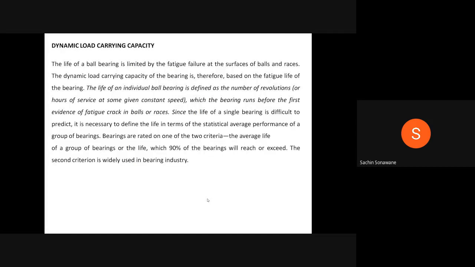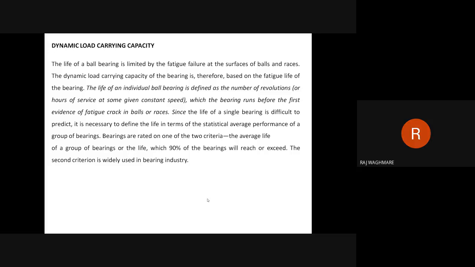Now we will see dynamic load carrying capacity. The life of a ball bearing is limited by the fatigue failure at the surfaces of balls and races. The dynamic load carrying capacity of the bearing is therefore based on the fatigue life of the bearing. The life of an individual ball bearing is defined as the number of revolutions or hours of service at some given constant speed, which the bearing runs before the first evidence of fatigue crack in balls or races.